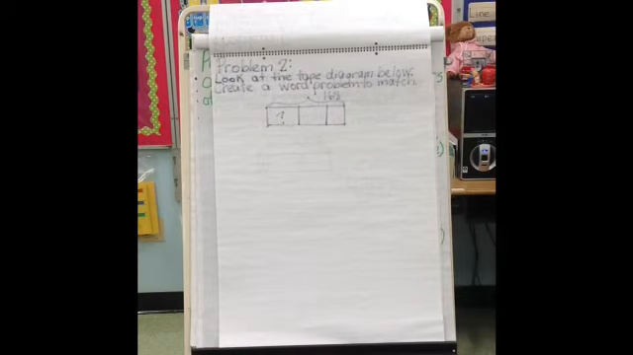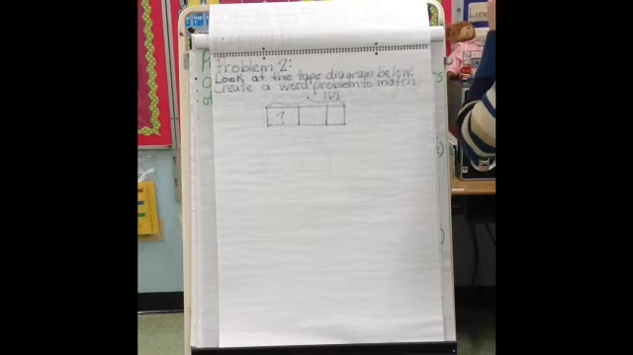Let's look at the next one. Problem number 2. It says, look at the tape diagram below and create a word problem to match. So let's look at this. We know we have 3 parts. We know the total is 168. So now we need to come up with a word problem to match this.